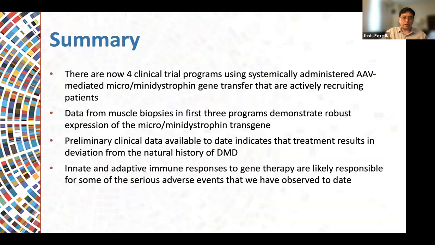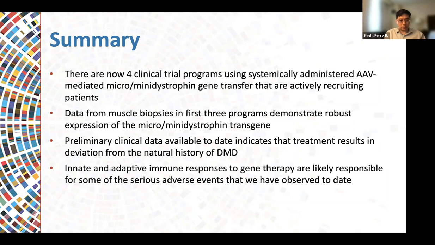So in summary, there are now 4 clinical trial programs for systemically administered gene therapy using miniaturized versions of the gene, because the gene is too large to be packaged into an AAV vector. And these are actively recruiting patients. We don't have long-term data, but we have some data. The most interesting data we can present are from muscle biopsies that show pretty robust protein expression of the miniaturized dystrophin proteins. And I think that is promising.